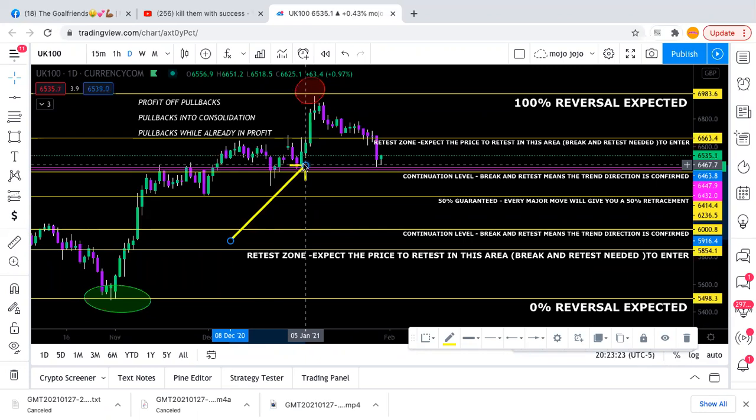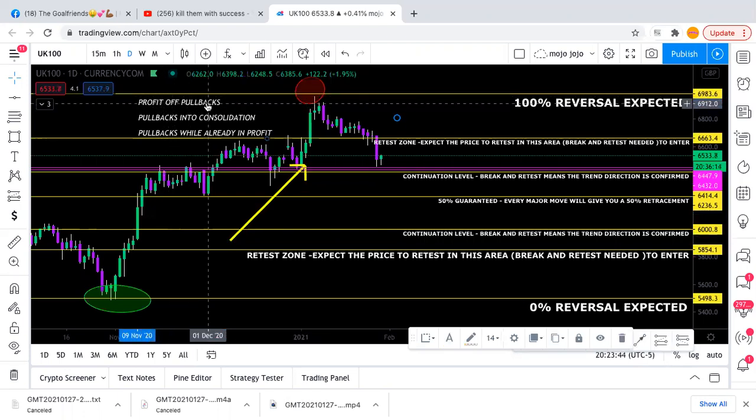A lot of times, as new traders, you guys look at your phone and you're like, dang it, my trade is red. My trade is red. Oh, man, this sucks. Oh, it's blue again. Yes, I'm making money. But you forgot. Pop another trade. It's blue again. Pops. Profit off pullbacks.